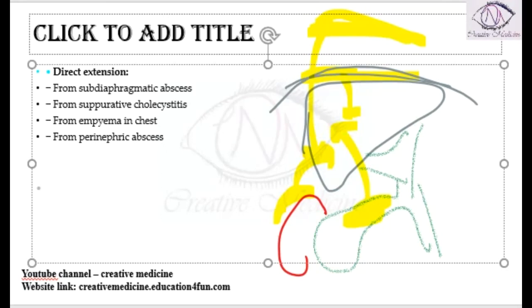Then sometimes penetrating or blunt trauma is also seen in pyogenic liver abscess, and a cryptogenic route of infection can also be seen. Cryptogenic means an idiopathic type of infection, which is also seen in pyogenic liver abscess.